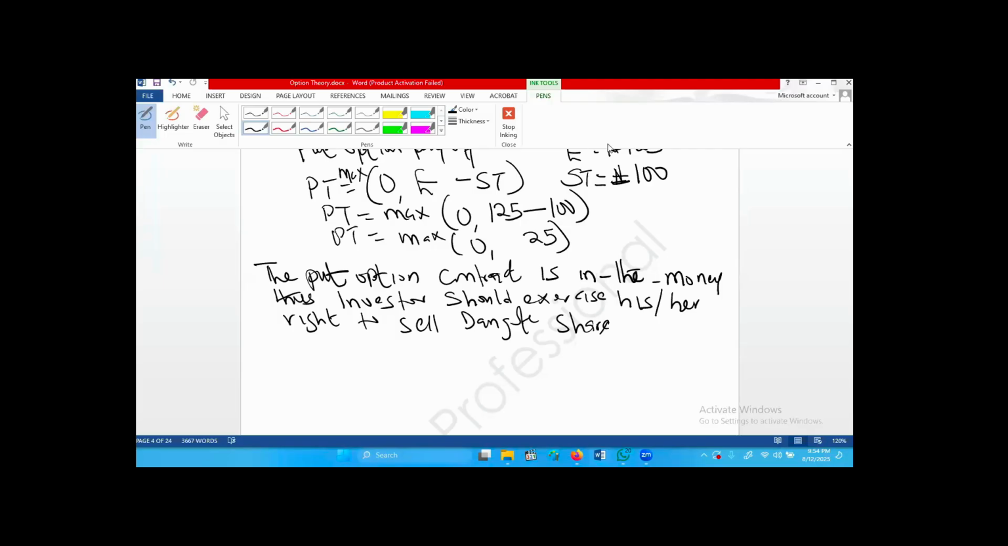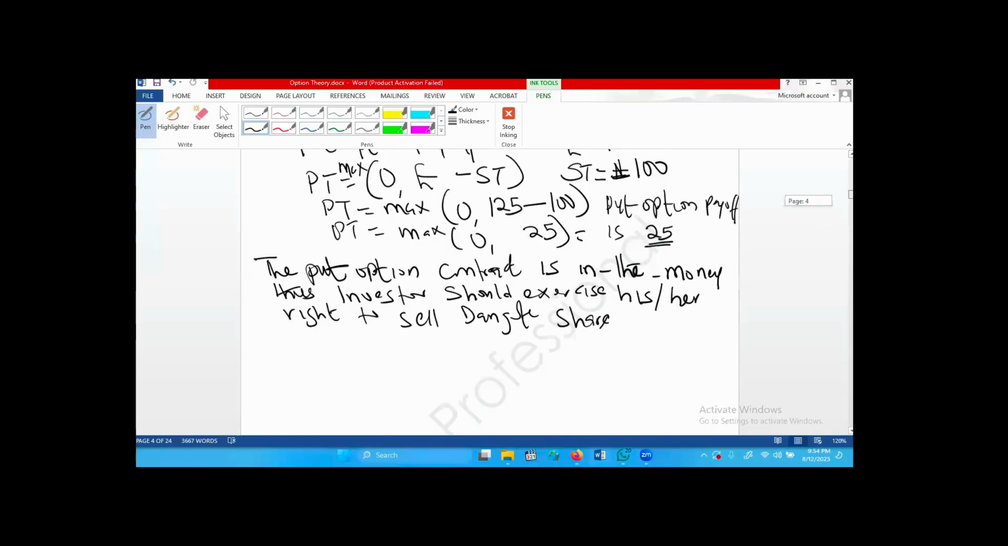Look at the second scenario. For the first scenario, the put option payoff is 25. Whichever is greater. Now look at the second scenario.